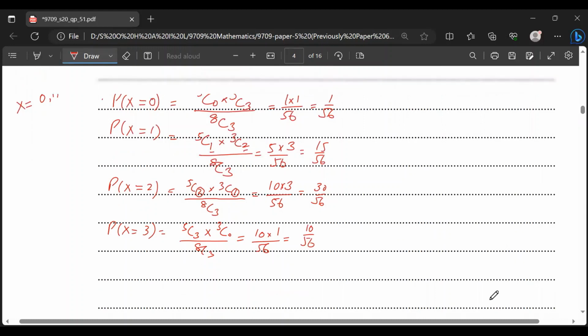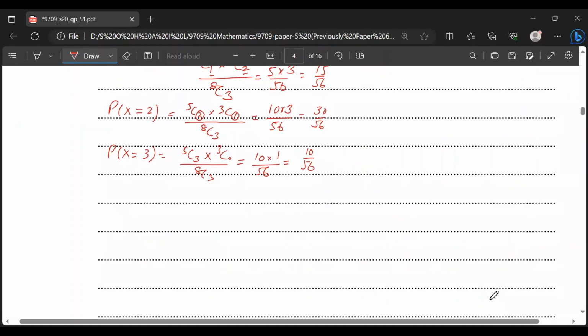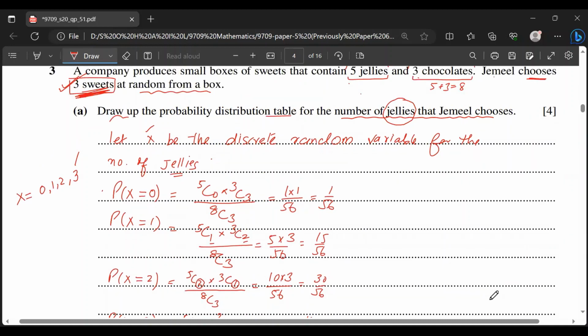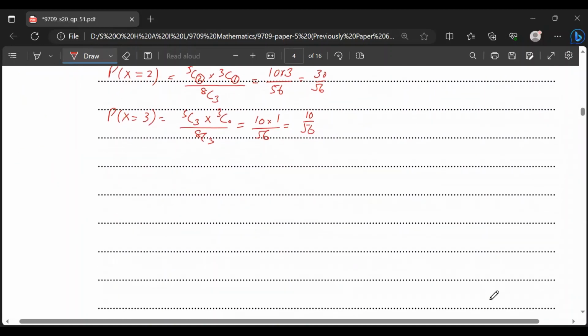So after finding these probabilities, you can draw the probability distribution. The question was to draw up the probability distribution table. So the table is, first you write X, then probability of X. X is for the number of jellies: 0, 1 jelly, 2 jellies, and 3 jellies. This is the probability distribution, with the probabilities we have obtained.